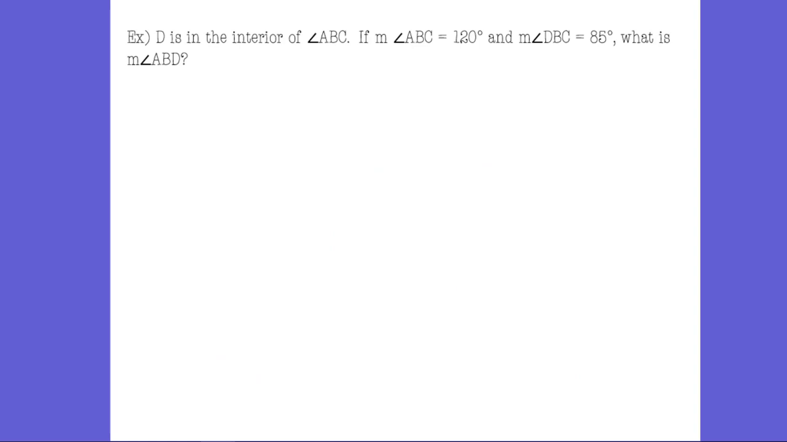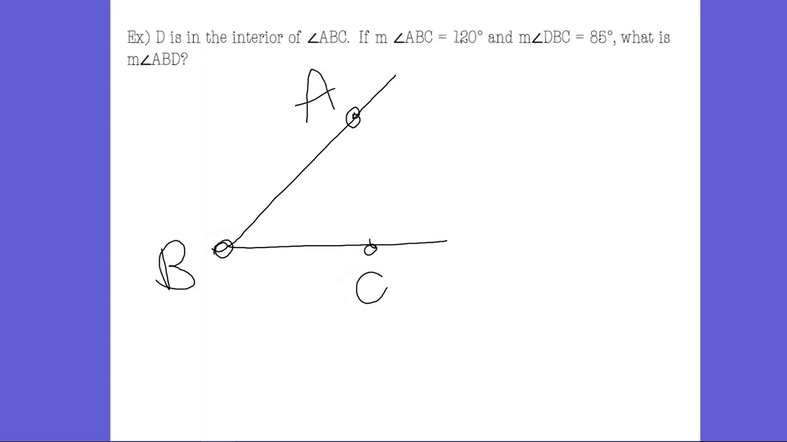Okay, so here's our first example. D is in the interior of angle ABC. So I'm going to draw angle ABC. Here's A, here's B, here's C, and I knew to put B as my vertex since B is my middle letter. So the measure of angle ABC is 120 degrees. And then it tells me that D is somewhere in the interior of this angle. So remember, here's the interior of the angle. So I'm just going to put D there.